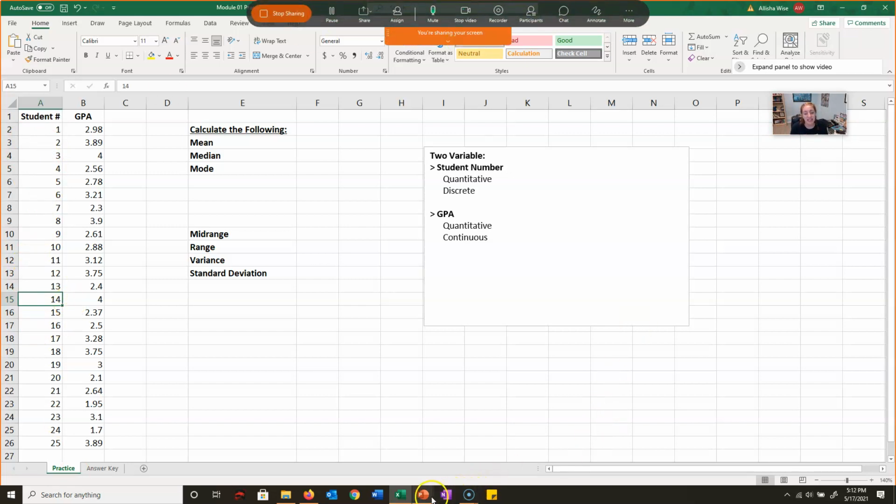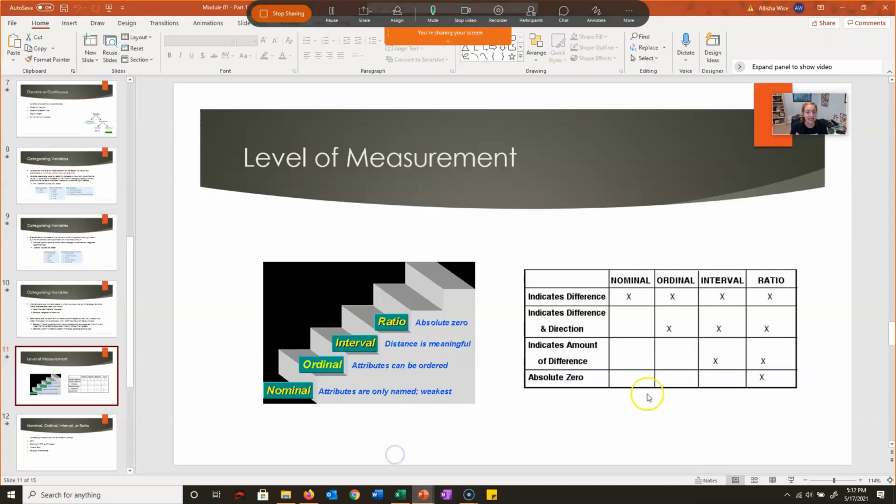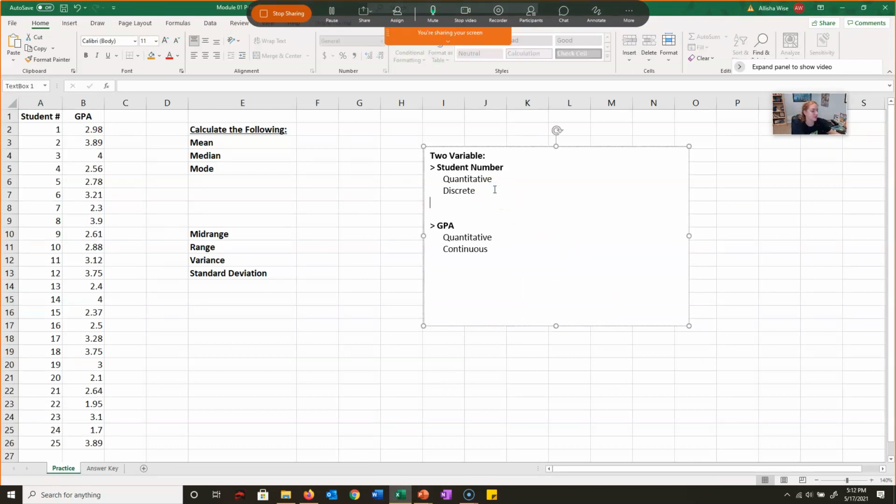Because of that, they have the lowest level of meaning, meaning that we can do the least amount with them calculations wise. So we would call those nominal. So student number is nominal because they aren't attached to any meaning.